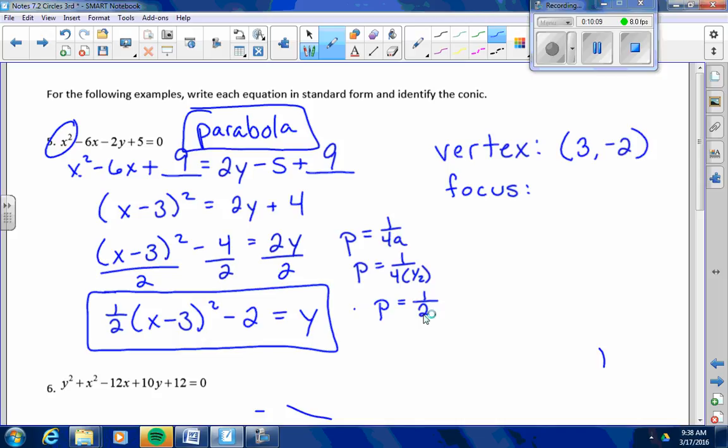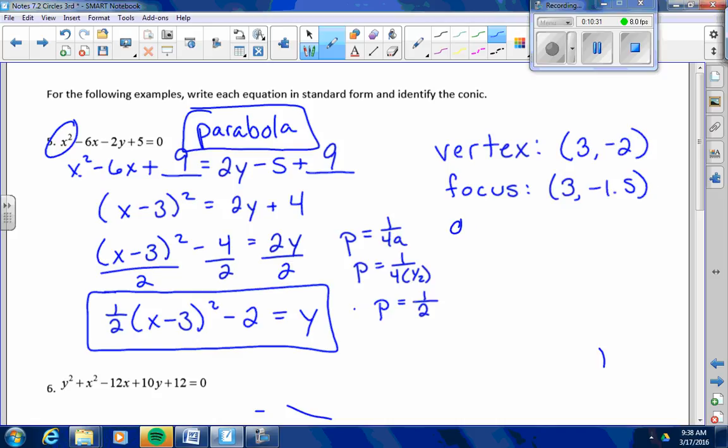Above. Okay. Which one changes? Will the x change, or is it the y that's changing? The y changes by going up 1/2, so the x stays the same, 3. But the y changes from -2 to what? -1.5, because it's going up a 1/2 unit.